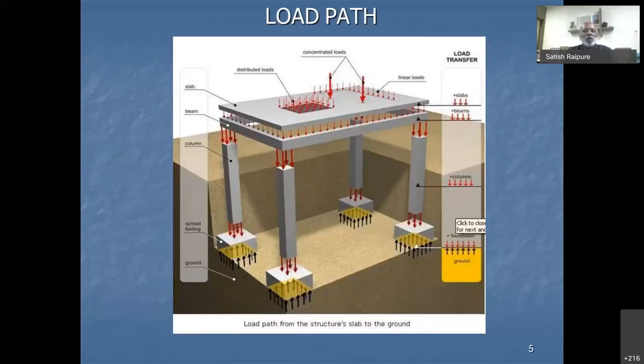This is the usual load path, how the load travels to the different structural members. First, we always give the load on the slab. The slab transfers load to the beams. Beams will have additional load of the walls, and this beam will transfer load to the columns, and the columns will transfer load to the footing, and footing will disperse that load over a larger area to the soil beneath. This is how the load flows from top to bottom.